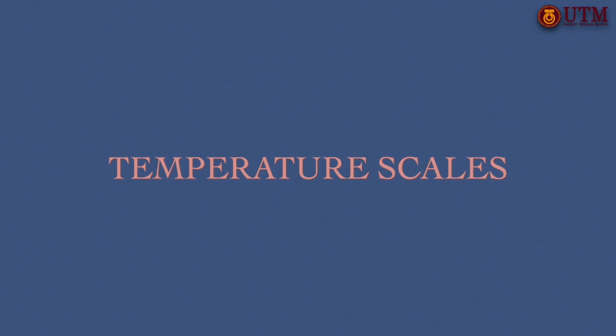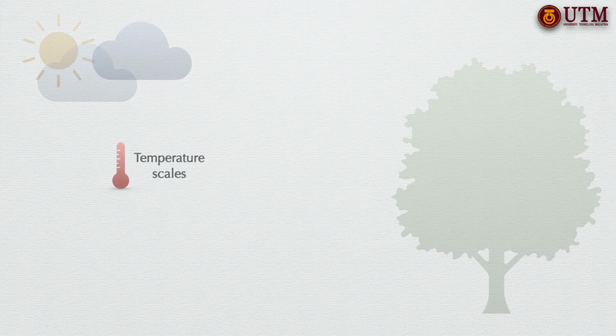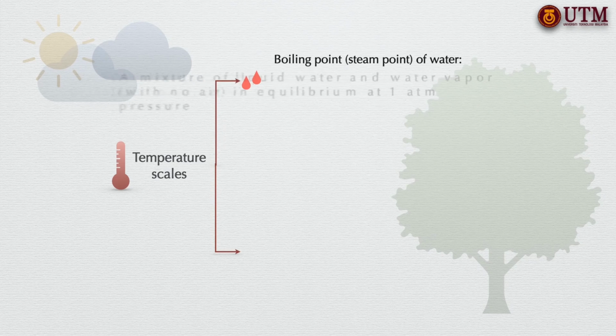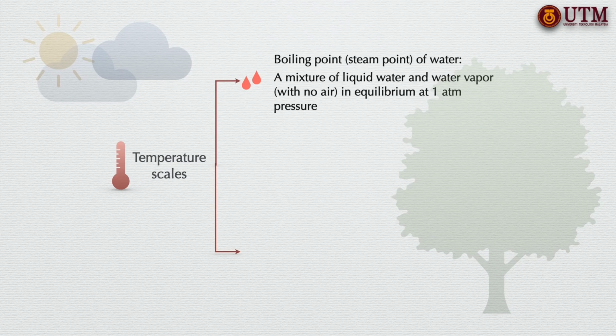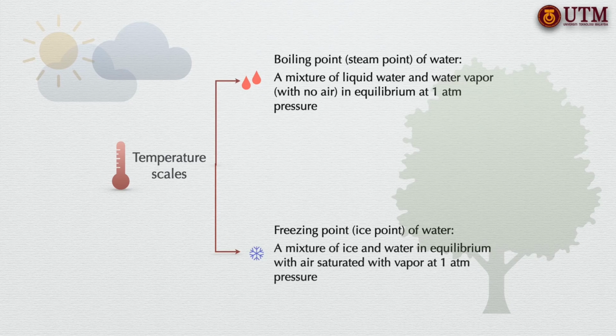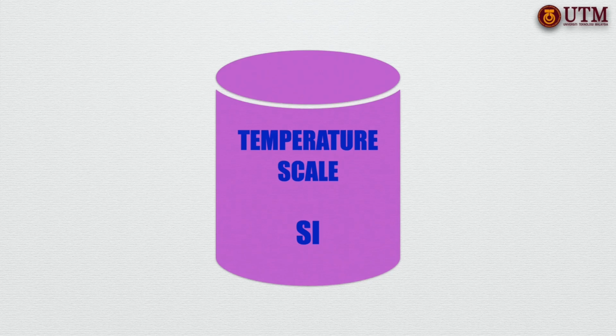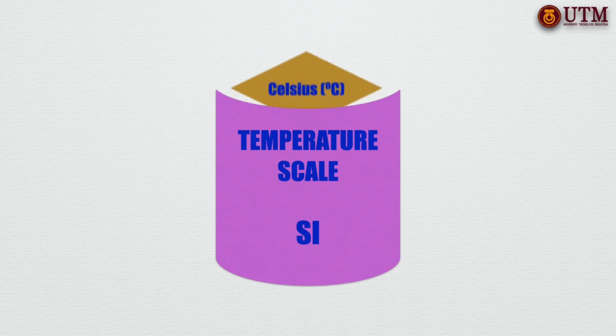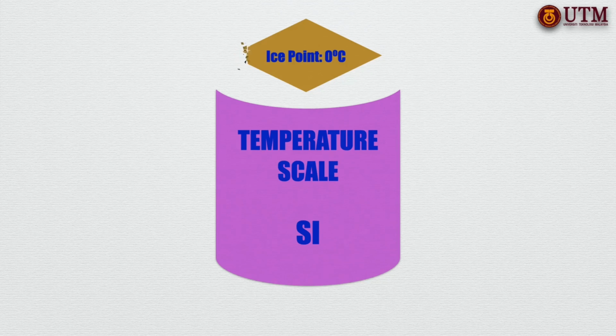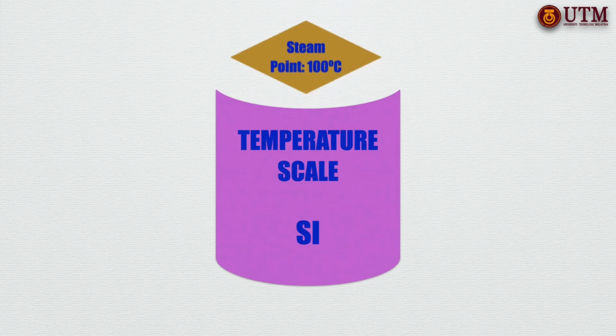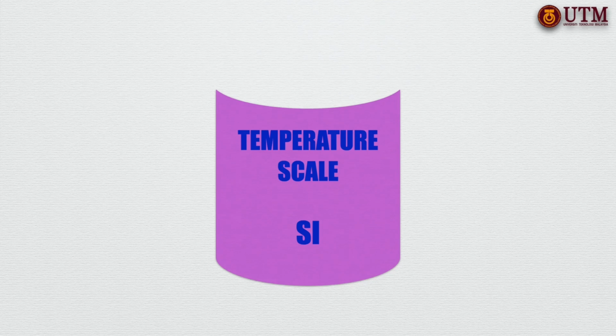What are temperature scales? All temperature scales are based on the freezing and boiling points of water, called the ice point and the steam point, respectively. The temperature scale used in the SI is the Celsius scale, formerly called the centigrade scale. The ice and steam points were initially assigned values of 0 and 100 degrees Celsius, respectively.